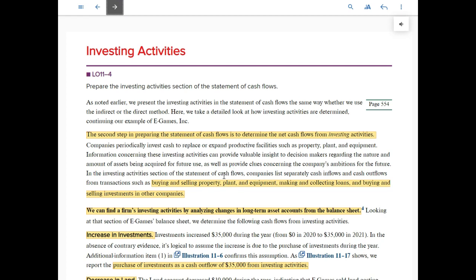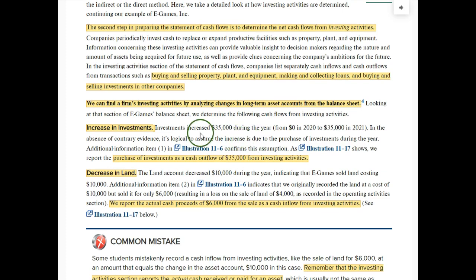In the investing activity area, we are looking for changes in your long-term asset accounts. Now, the information given to us previously said that the investments account increased by $35,000 during the year. So we used $35,000 in cash to acquire more investments. Also, we sold some land. The earlier information told us that we sold land that had a cost of $10,000 and we sold it for $6,000. So we had that loss of $4,000.